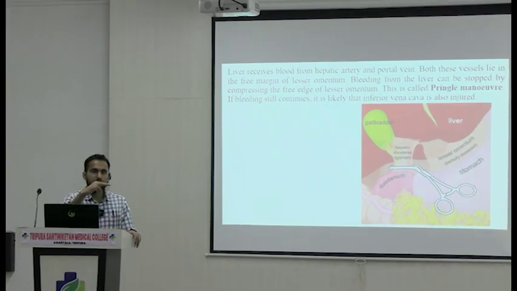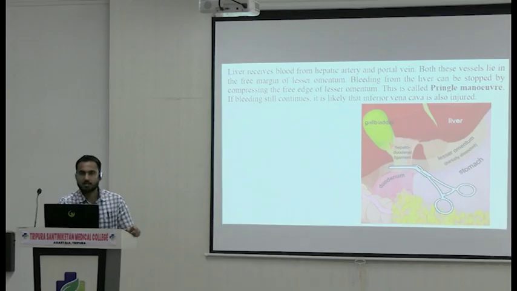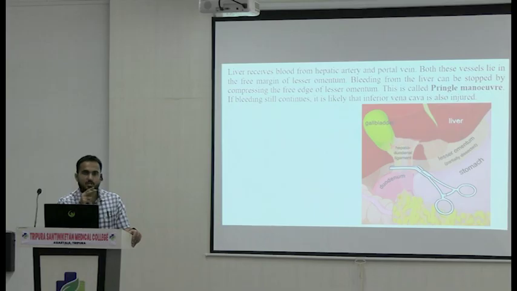This clamp can only be kept for 10 to 15 minutes, not more than that. Because whenever you are clamping, you are clamping the common bile duct, portal vein, and hepatic artery. So it can cause necrosis in the liver, less blood supply to the liver, and obstruction in the common bile duct. Numerous complications can take place. That's why only 10 to 15 minutes. Within that, the doctor has to find out why the bleeding has taken place from the liver. That is called the Pringle maneuver.